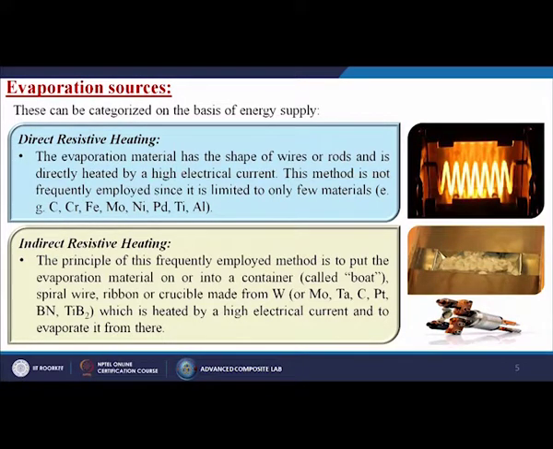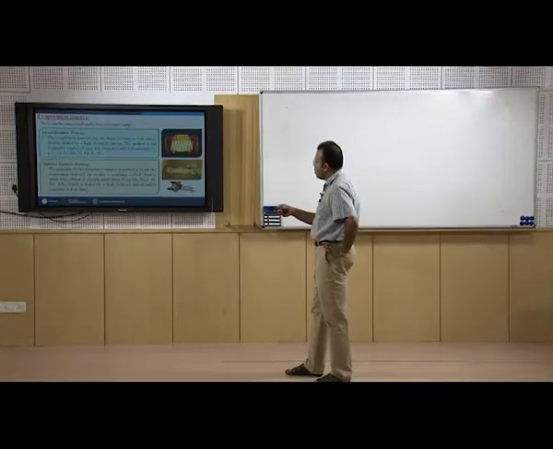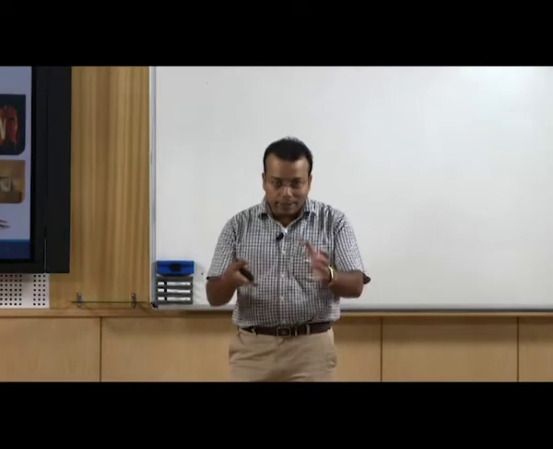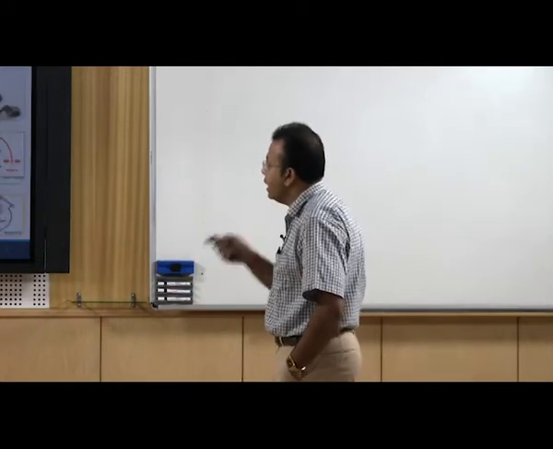The next one is called indirect resistive heating. The principle of this frequently employed method is to put the evaporation material on or into a container, a crucible, which in technical terms we call a boat. That boat may be a spiral wire, ribbon or crucible made from tungsten, or sometimes molybdenum, tantalum, carbon, platinum, boron nitride or titanium boride, which is heated by a high electrical current to evaporate the material from there. So the source comes into the boat and the boat heats the material, which is why it is called indirect resistive heating.